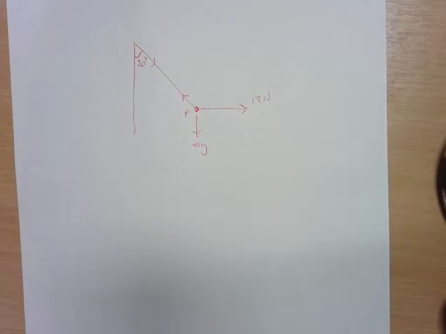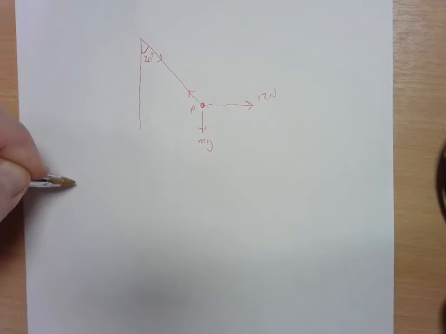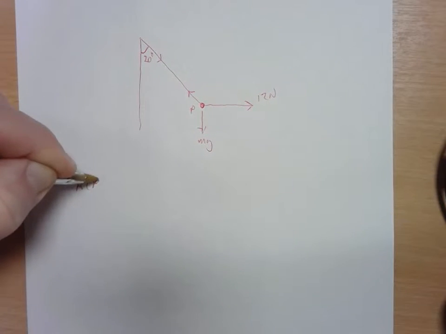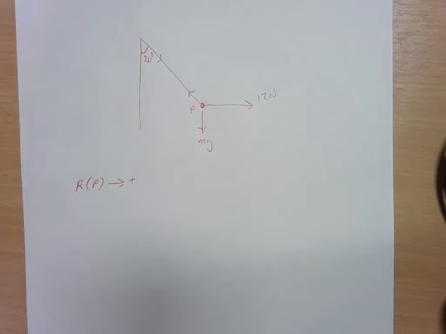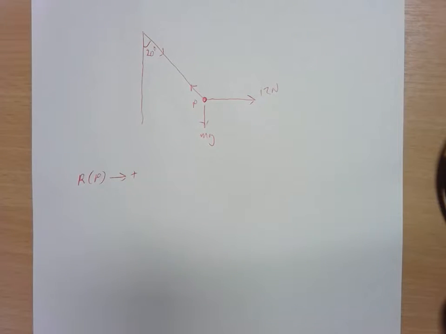So the first part, part A, wants me to find the tension in the string. In order to do that, I'm going to resolve horizontally. And in doing so, that eliminates mg from any calculation. I'm going to resolve horizontally at P, and I'm going to take to the right as positive. Could be either direction, but I must state which I am choosing as positive.